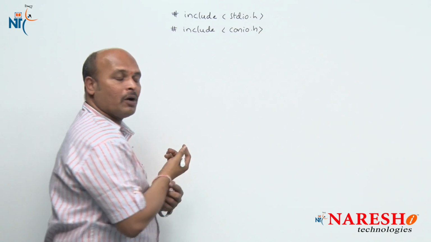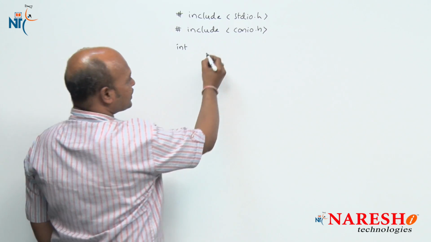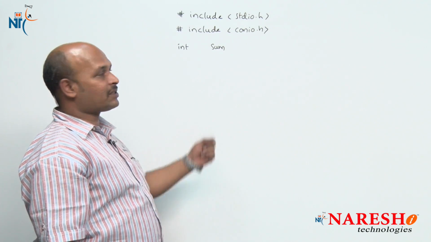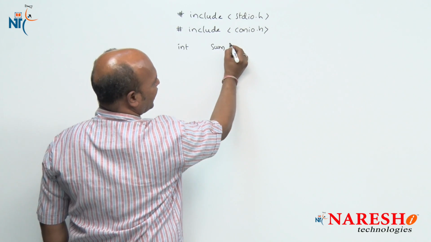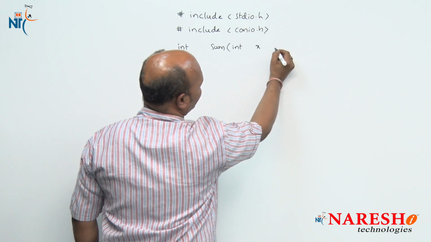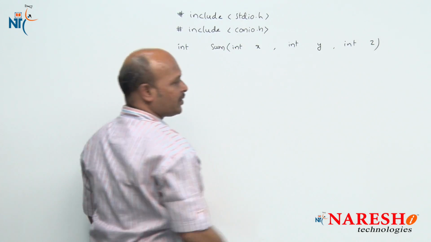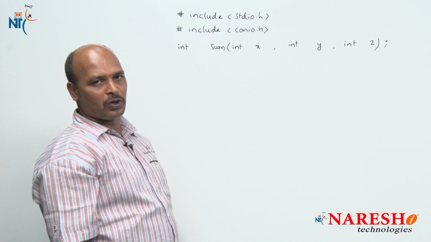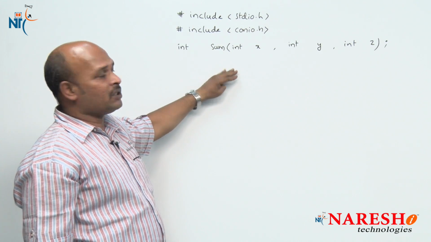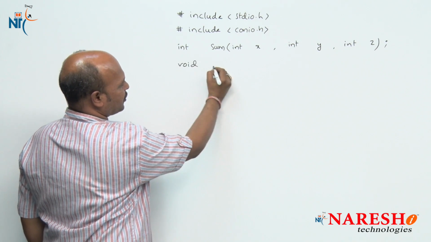I am giving a small C example first of all. Common header files. Now, I am going to write one function, for example, int sum. That means I want to perform the sum of 3 numbers or 2 numbers, whatever it may be. It is a function declaration: int x, int y, and int z. When a function declaration is there, it should end with a semicolon because of prototyping. It indicates what kind of function we are going to use in future.